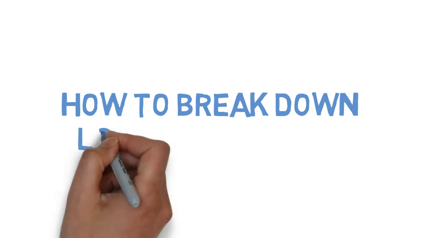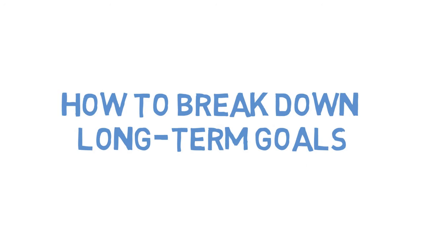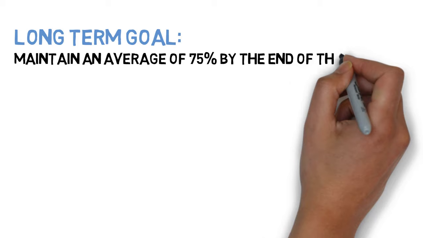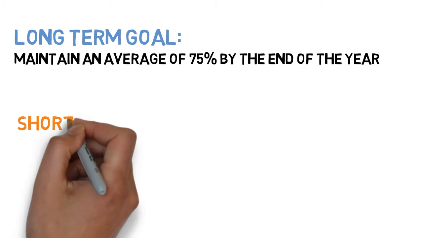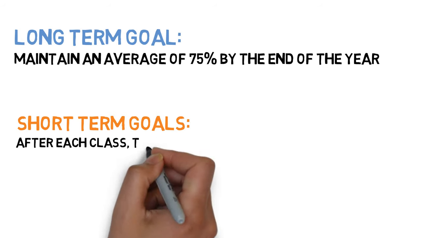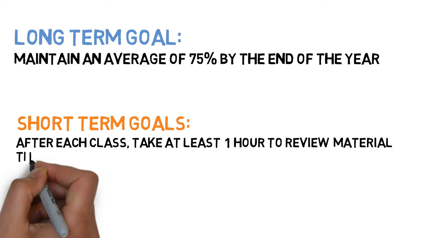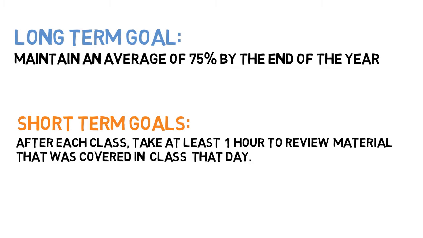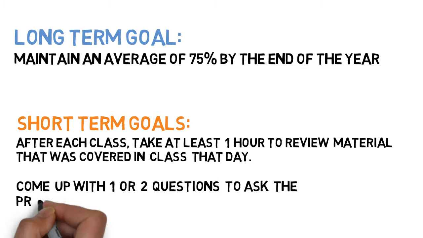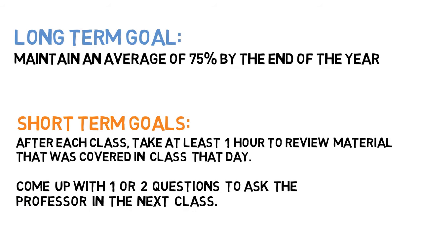Let's look at how you break down your long-term goals appropriately. For example, let's take one of the goals mentioned earlier. Maintain an academic average of 75% by the end of the year. Some examples of short-term goals would be: after each class, take at least 1 hour to review material that was covered in class that day. When reviewing new material, come up with 1 to 2 questions to ask the professor in the next class.